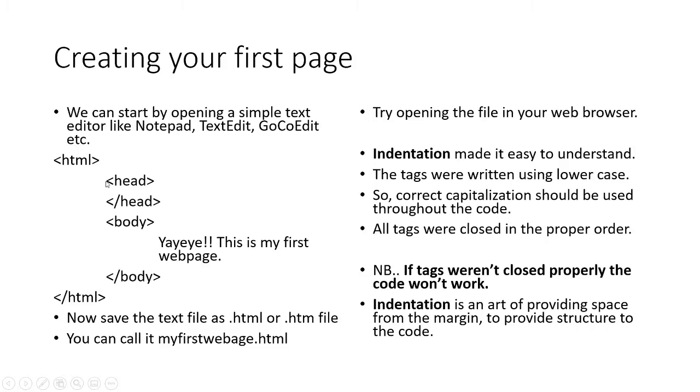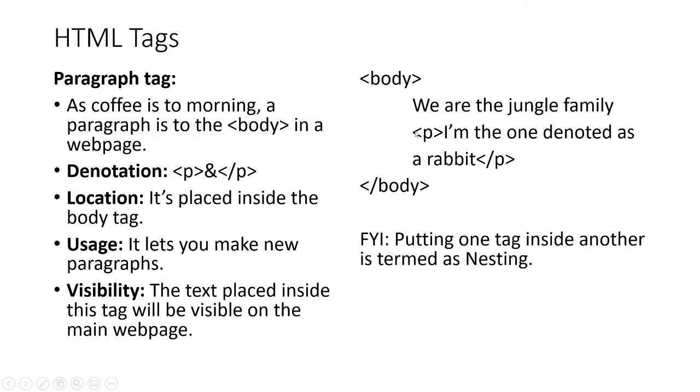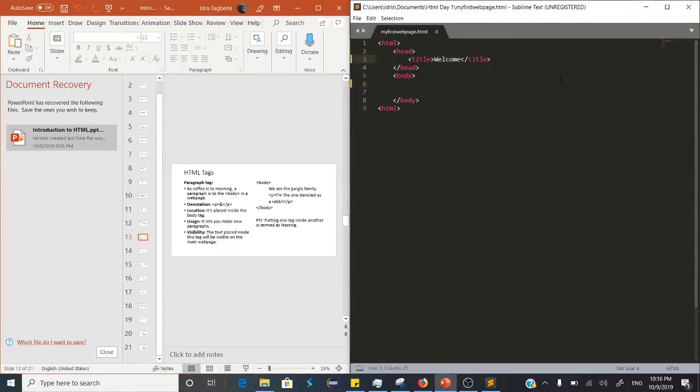So all HTML files are saved with the extension .html. When you create yours, you can name it whatever you want, but you have to make sure you add .html, because you're telling the system that my file name is my first web page .html. So let's try doing that. So here I have my first web page.